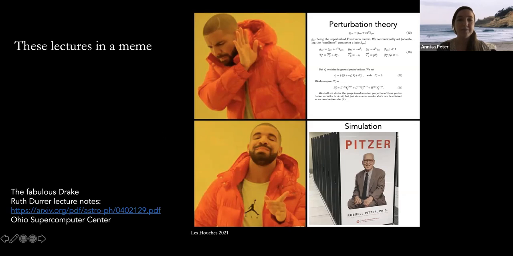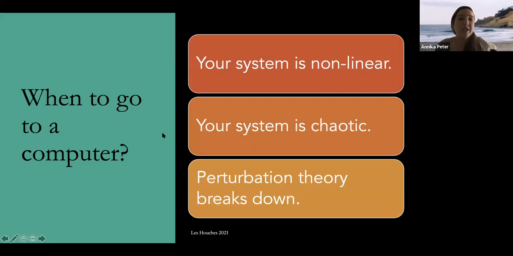Okay. All right, so when do you want to go to a computer? When is cosmological perturbation theory just not going to cut it, or analytic methods? So one is when your system is nonlinear, and we're going to talk a little bit about what that means. Another is when your system is chaotic. And then finally is just when perturbation theory breaks down.